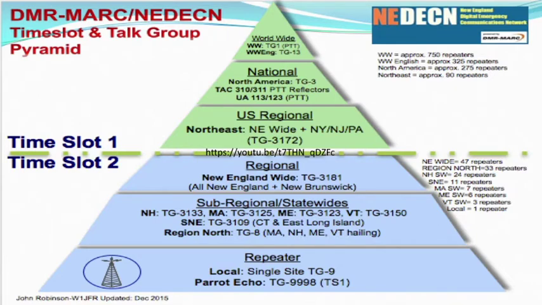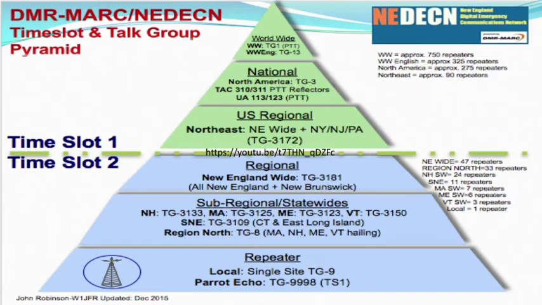This is a nice graphic that I stole from a Motorola presentation. And we're going to start down here at the bottom. Normally talk group 9 is the local repeater. Okay. So if I'm talking on talk group 9, I'm only keying the local repeater. But let's say, for instance, this graphic here uses New Hampshire, Massachusetts, and Maine, and some other stuff. So let's say I just wanted to key up all the repeaters that were in Massachusetts. So I would go to talk group 3125.